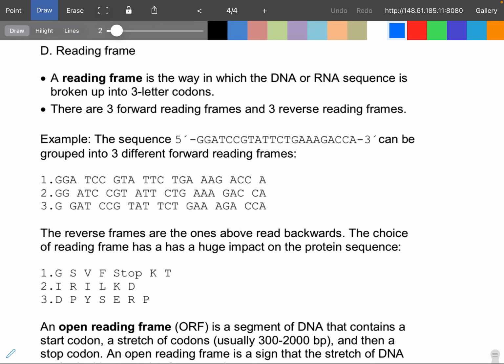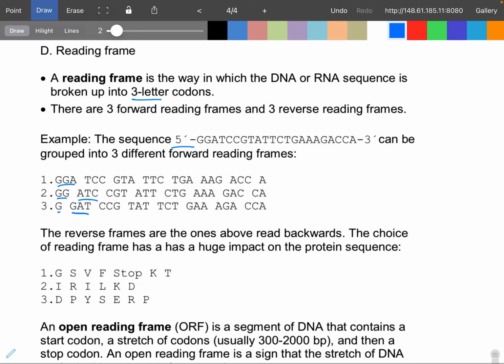This is the way that DNA or RNA is broken up into those 3-letter codons. And it should make sense that there are going to be 3 forward reading frames and then 3 reverse reading frames. And so for example, let's look at the sequence shown here. We can break that up in multiple different ways, where we just take the first 3 and call that a reading frame and go through that register. We could instead take the first 2 and then start a codon after that. Or we could just take 1 as a gap and then take the following codon after that one.